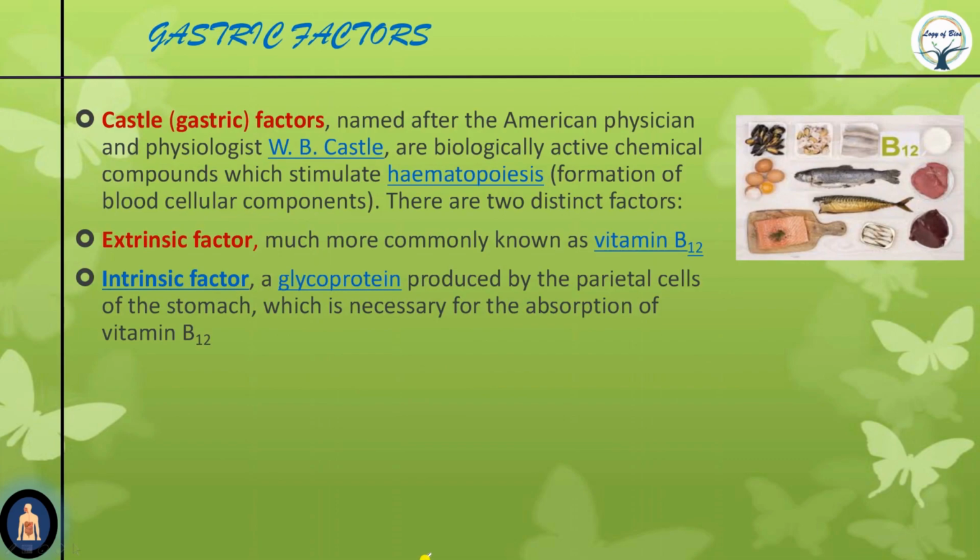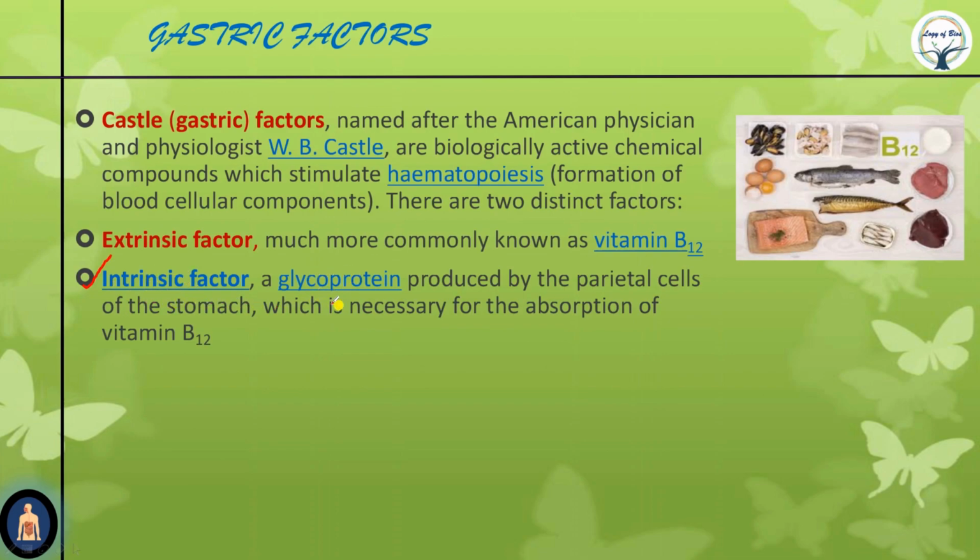Now gastric factors or Castle factors. They were discovered by W.B. Castle, an American physician and physiologist. There are two factors, Castle extrinsic factor and Castle intrinsic factor. This extrinsic factor is known as vitamin B12. Here are some sources of vitamin B12. They are fishes, oysters, eggs, milk, and some other meats. These are some sources.